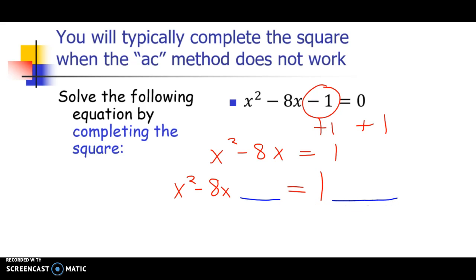Okay, so now we're going to do what we did on the front side. Just look at the left side. What would go in that blank to complete the perfect square? Let's take b. B is -8. Divided by 2 is -4, and -4 times itself is 16. So you'll put a plus 16 in that blank. Now we can do anything we want to one side of the equation as long as we do what? The same to the other side. So you also need to put a plus 16 on the right side.